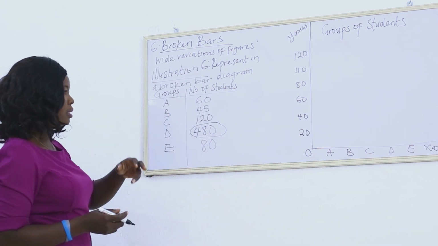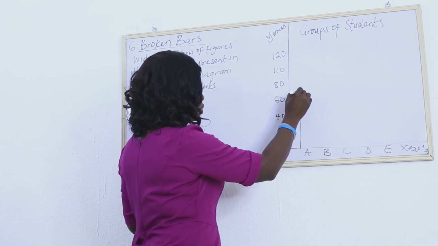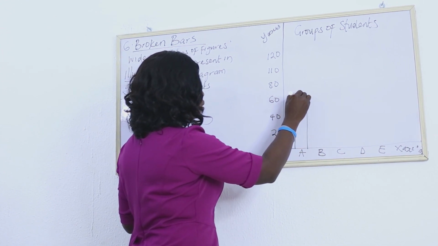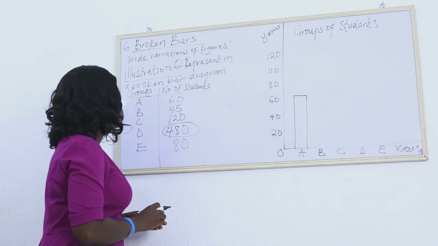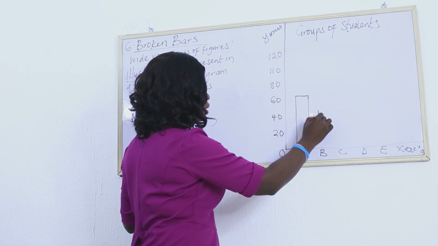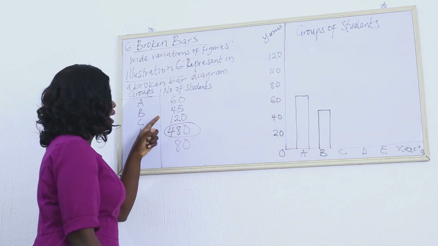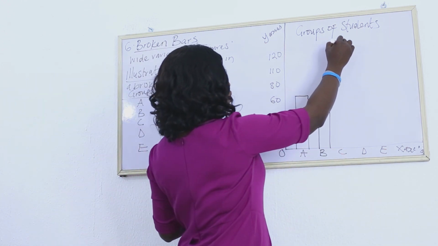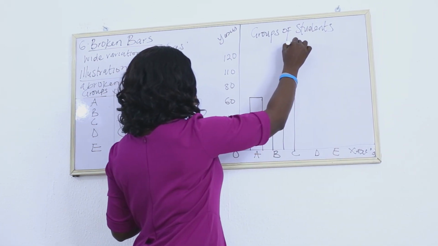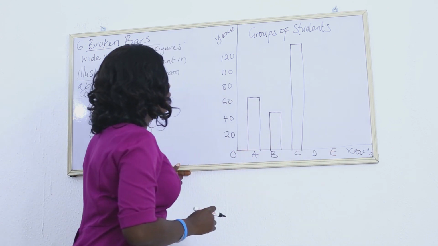For group A, I have 60, so I'm going to draw a bar diagram to 60 now. Then for B, I have 45. 45 will be slightly above 40. For C, I have 120. So I'm going to draw up to 120 for C now.